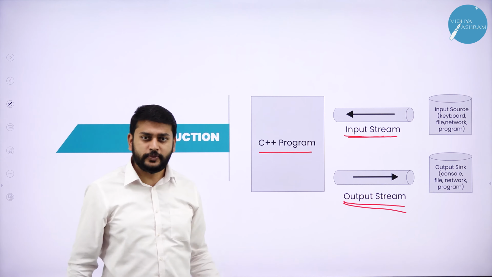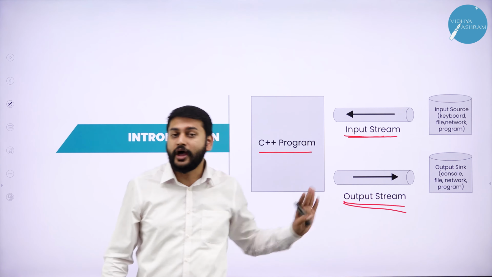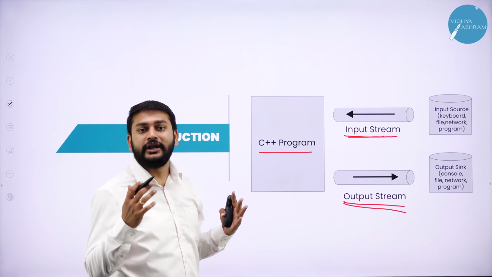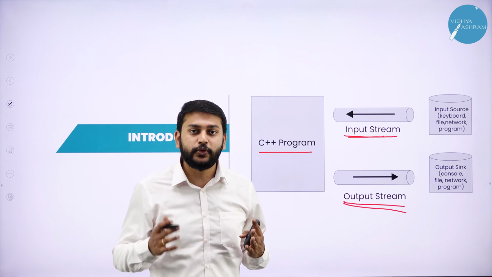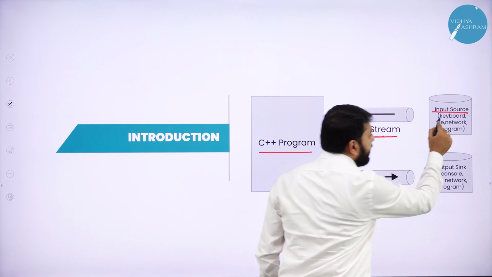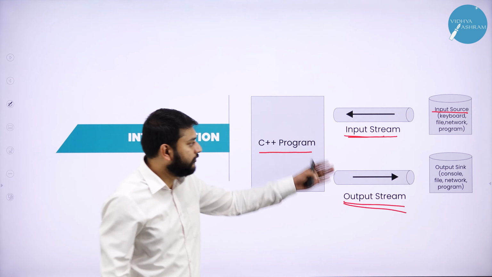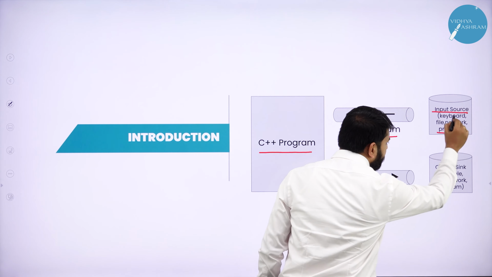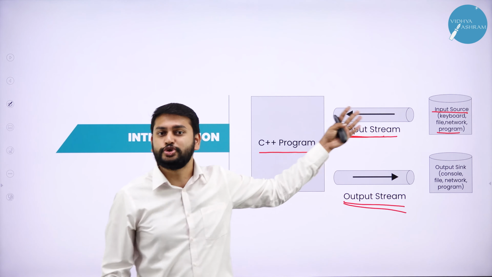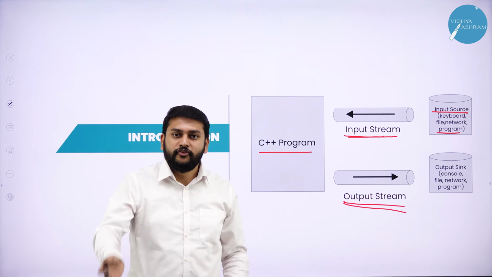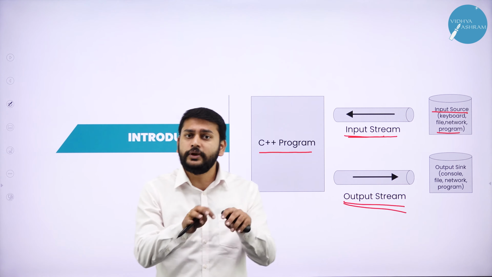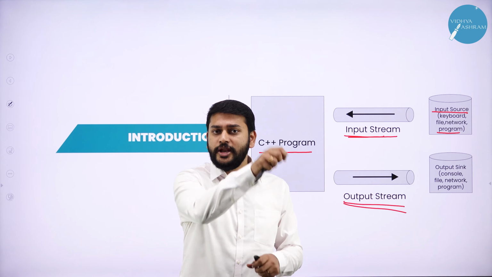So you have the C++ program, you have input stream, you have output stream. Let us understand from where exactly I'm getting the input to my C++ program. My input sources are keyboard, files, networks, and also different programs. Can I call this my source of input? From where will you get the input? I will get the input from the keyboard. The user will type, so from there you will get the input.